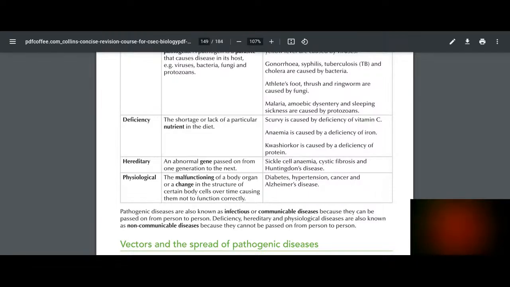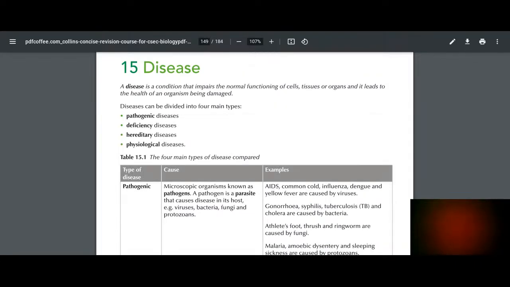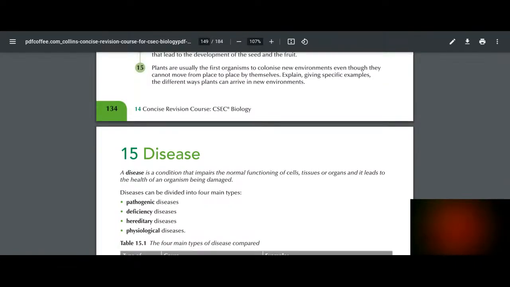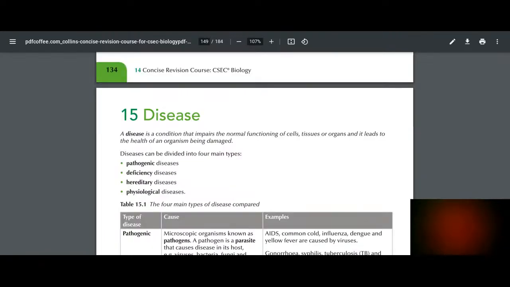Next chapter is chapter 15, which is disease. So, what is a disease? A disease is a condition that impairs the normal functioning of cells, tissues, or organs, and it leads to the health of an organism being damaged.